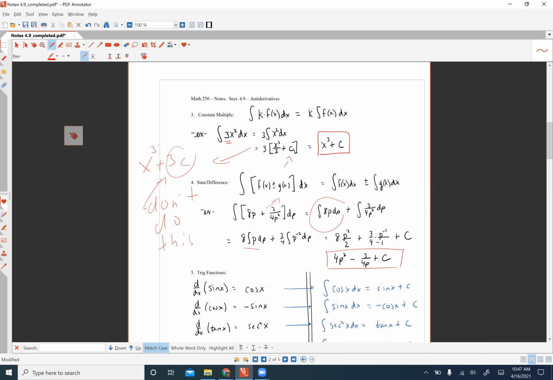And so p to the first, that's just p squared over 2. And then here you have p to the -2, so you add 1 to -2, so you get p to the -1 over -1 times 3/4. And so the final answer is 4p squared minus 3 over 4p plus c.